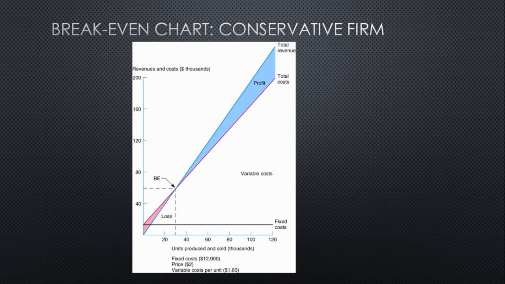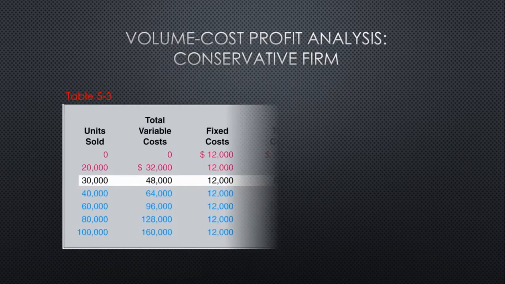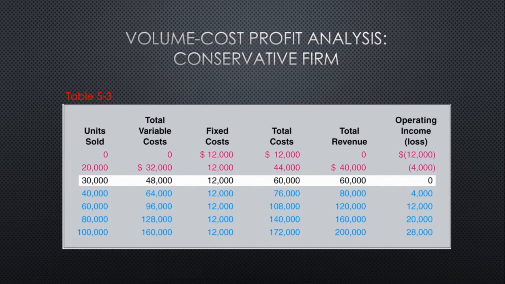You can see a break-even analysis point shows its profit and loss, where the break-even point would be closer to the $40,000 mark as far as dollars, and then the variable fixed costs would be closer to, it looks like, $30,000. You can see 30,000 units, total variable cost would be about 48,000, fixed cost 12, total cost 60, total revenue 60, gives you the break-even point for your operating income or loss.